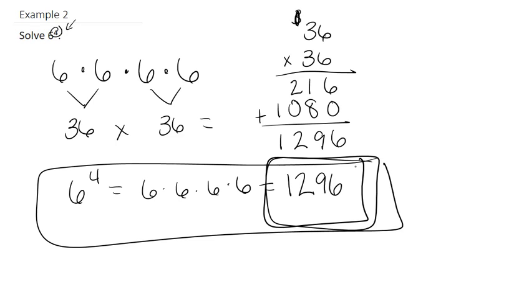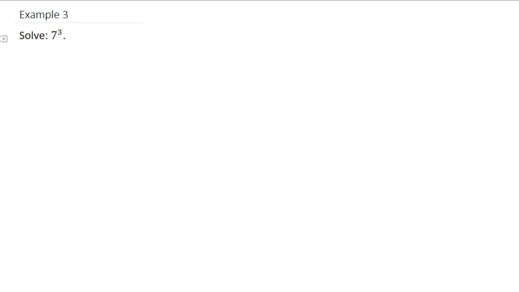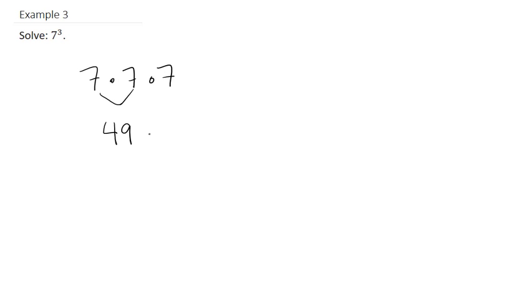Now let's do another example. Example 3. Solve for the following. We have 7 raised to the 3rd power. So our exponent is saying now we have 3 copies of 7, which is our base number, being multiplied together. So we know 7 times 7 is 49, and then we just need to multiply by 7. So we're going to go ahead and go 49 times 7.